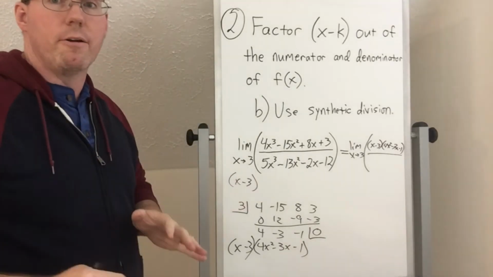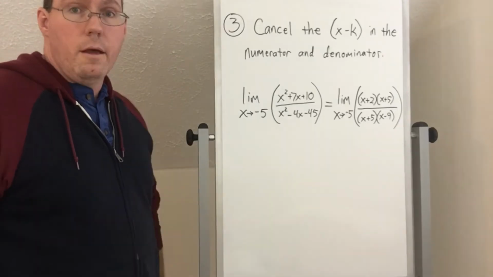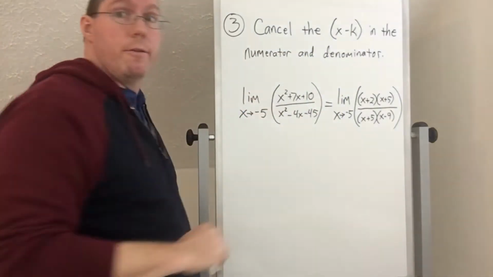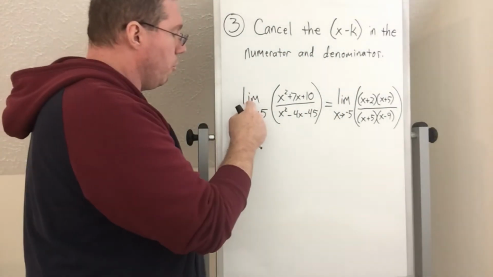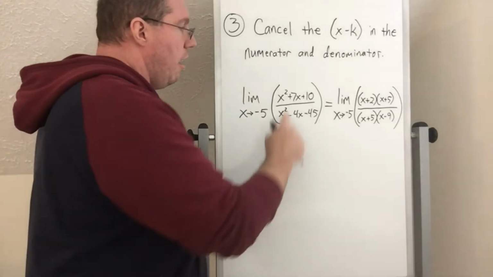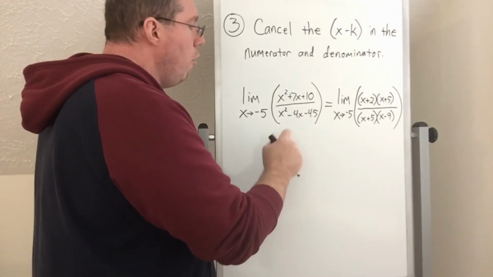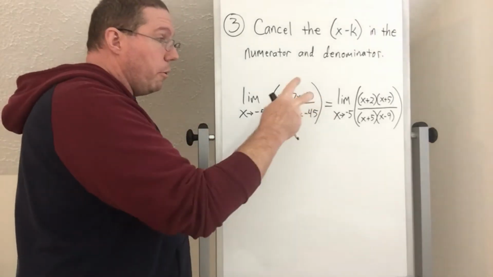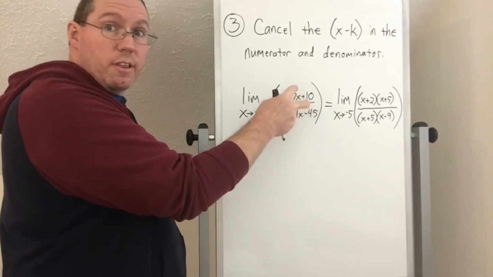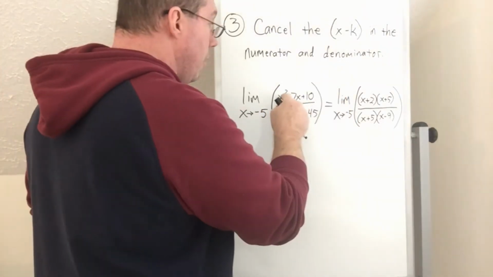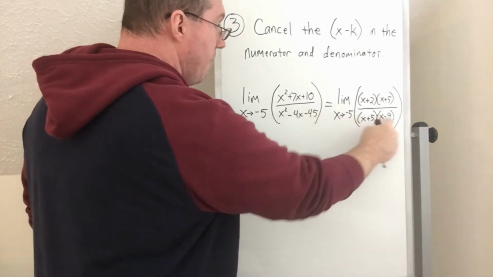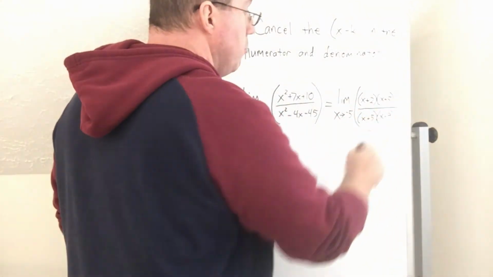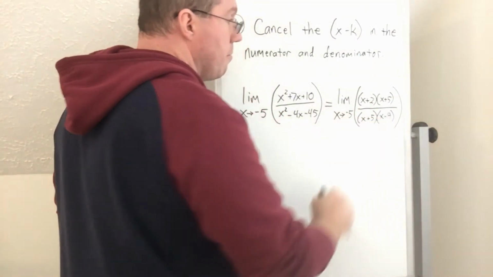Now we're going to move on to step 3. After we have factored the numerator and the denominator, what do we do next? All right, step 3, very simple. Cancel the x minus k in the numerator and the denominator. So let's say that we have this limit here. What is the limit as x approaches negative 5 of x squared plus 7x plus 10 over x squared minus 4x minus 45? Now, you'll notice that when we were just talking about factoring in step 2, we factored this, right? And it became x plus 2 and x plus 5, and then x plus 5 and x minus 9. So what this really is the limit as x approaches negative 5 of x plus 2 times x plus 5 over x plus 5 times x minus 9.